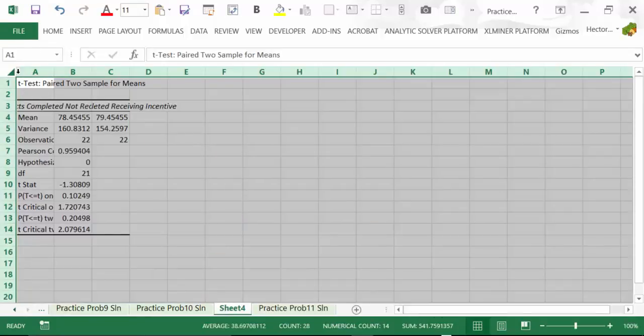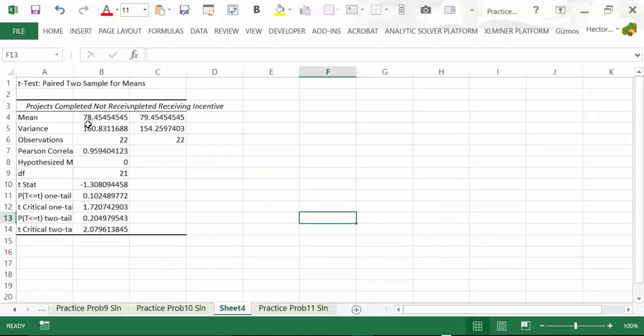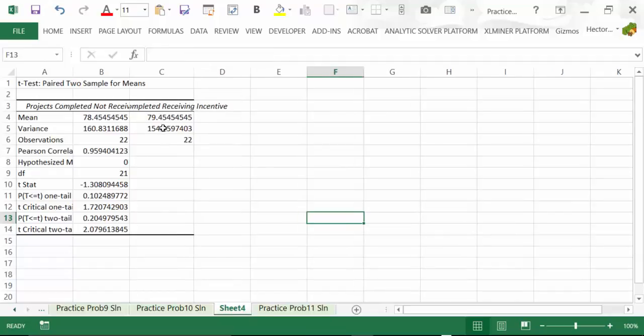Here are the results, and the results suggest the following. Here were the two means. They look fairly similar, although one is slightly larger than the other. The after effect of having had the comp time is a little higher, so maybe it did make a difference.